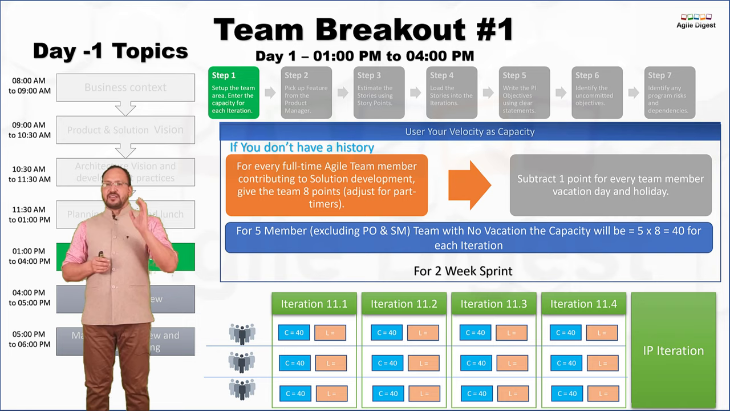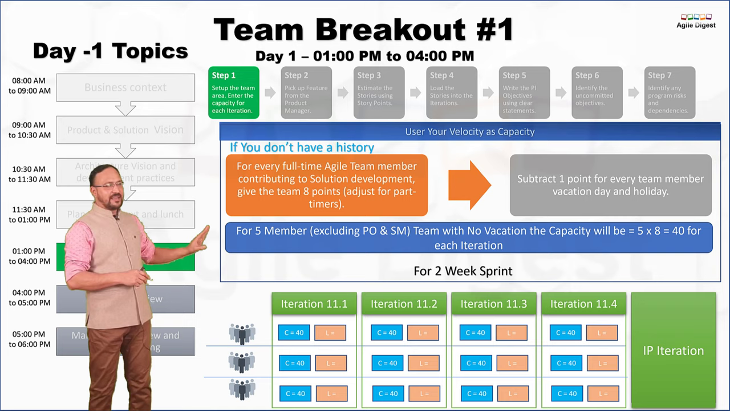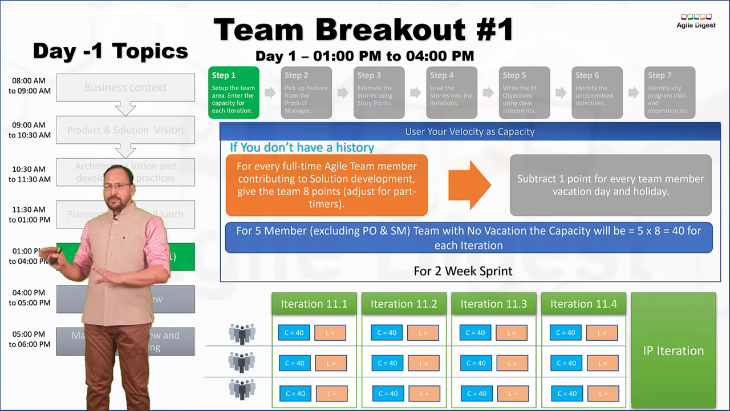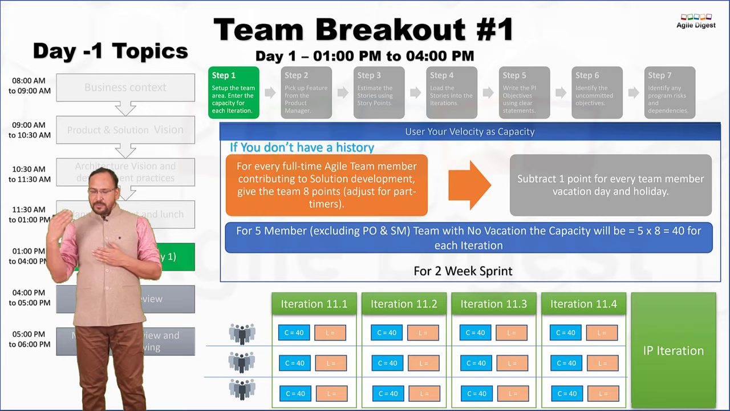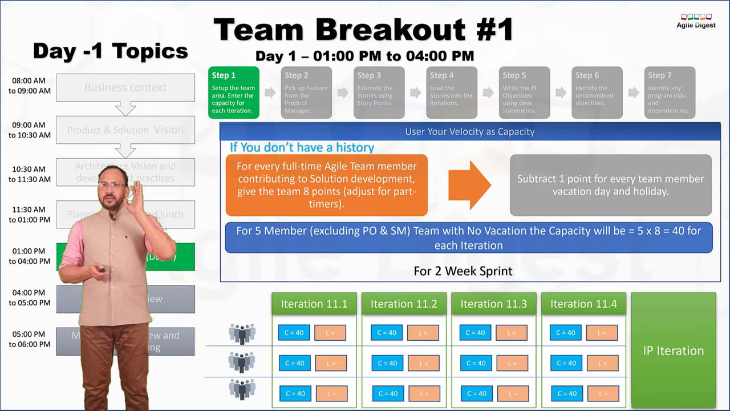And for the last iteration, that is the IP iteration, we are not planning any capacity for it, because we should not plan any work for the IP iteration. IP iterations are for innovation and planning. You will do root cause analysis for the entire PI, and you will do the PI planning for the next upcoming PI. Now, this is what we have done as step one within our team breakout session.